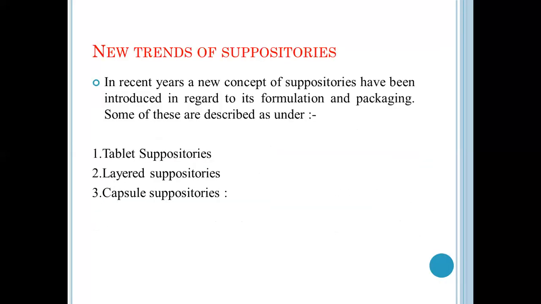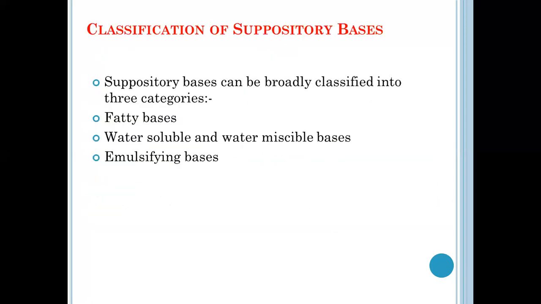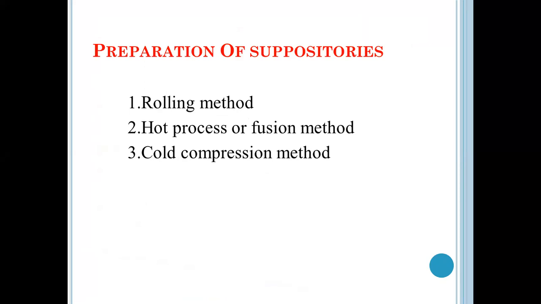So before that, we discuss how the suppositories are prepared. Have you ever seen suppositories? Yes or no? Yes, you know them or not? Okay. So preparation of suppositories is done by the following methods: rolling method, hot process method, fusion method, and the last one is cold compression method. Generally, we prepare or formulate suppositories by using the hot process method in practical. So let's see how suppositories are prepared by the hot process method.